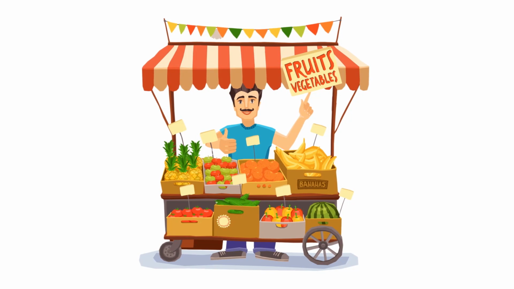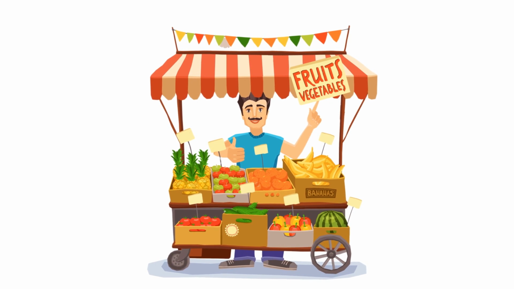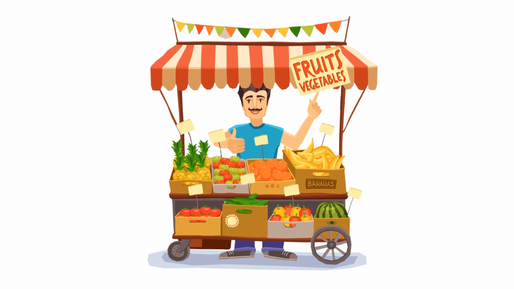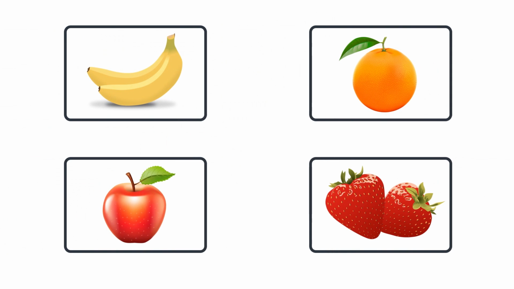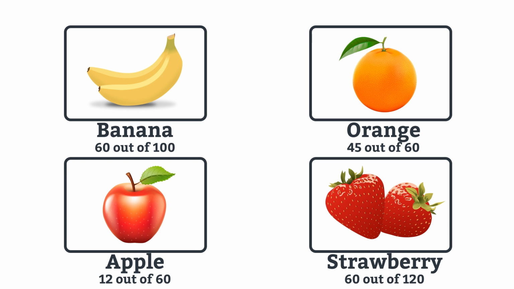Now here's another kind of problem we shall tackle. There's a fruit seller near my house and he wanted to check which fruit he sold the most so that he can order more of it to sell. Do you want to help him out together? So the fruit seller gave me some data. He said he sold 60 out of 100 bananas, 12 out of 60 apples, 45 out of 60 oranges, and 60 out of 120 strawberries. So out of all these fruits, which one was his best sale?